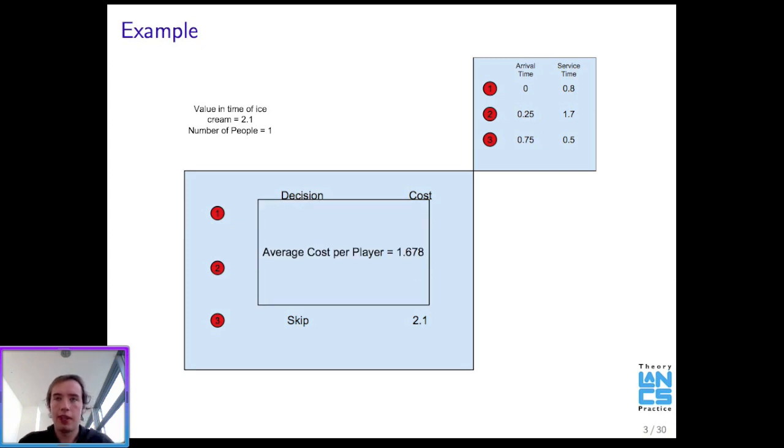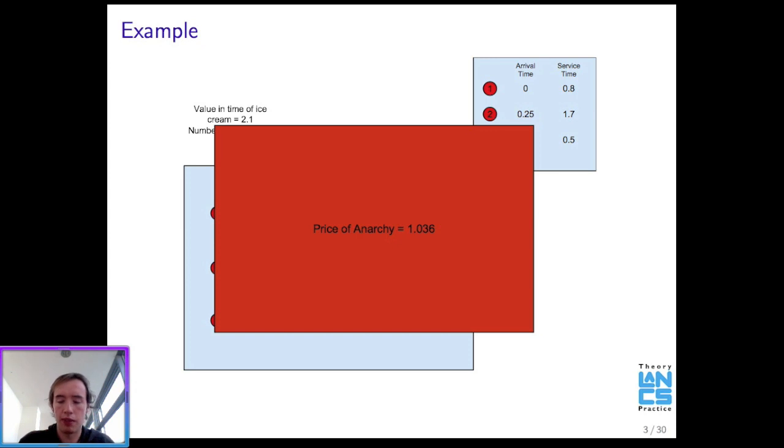So what we're mainly interested in is the measure of inefficiency, or the price of anarchy, which is the ratio of the cost under selfish conditions to the cost under social conditions. And in our case, it's 1.036.